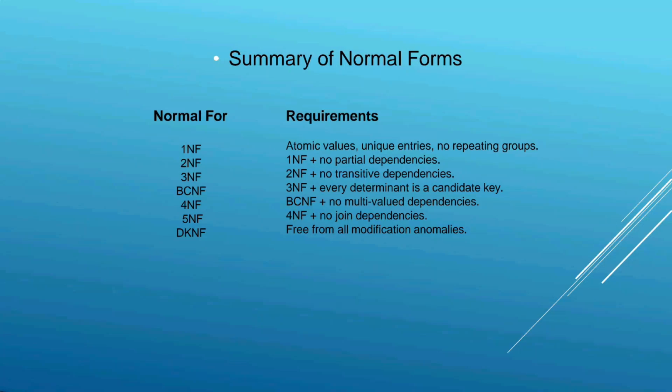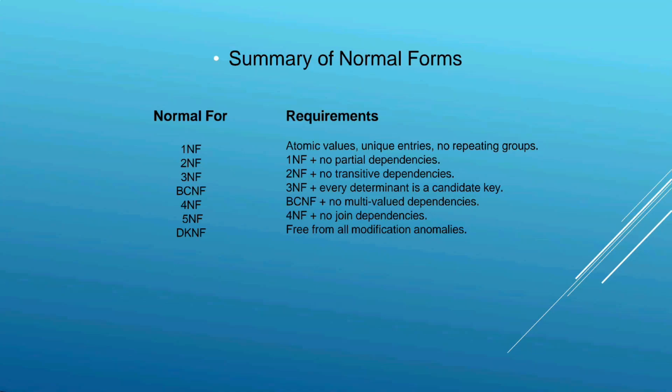The summary of normal forms. This slide is a summary of the different normal forms used in database normalization. The goal of normalization is to reduce redundancy and prevent data anomalies. Each normal form builds on the previous one and adds more constraints to make the data structure clean and more efficient. 1NF, first normal form.